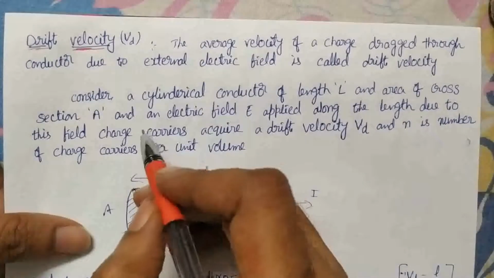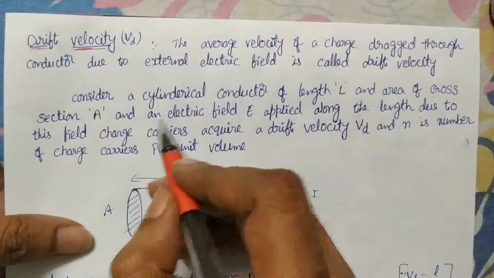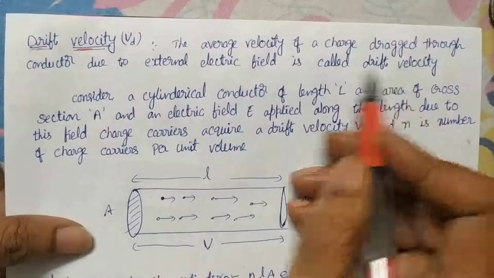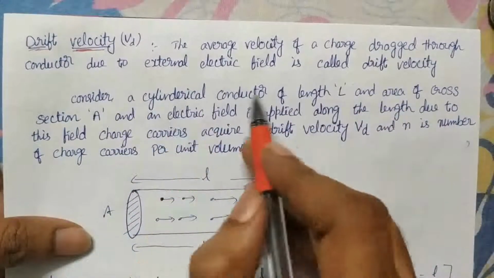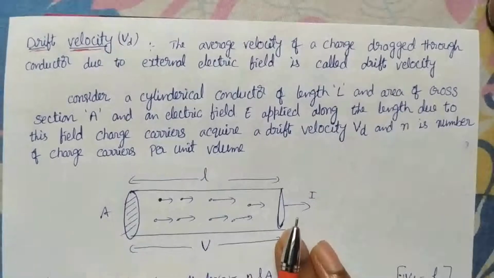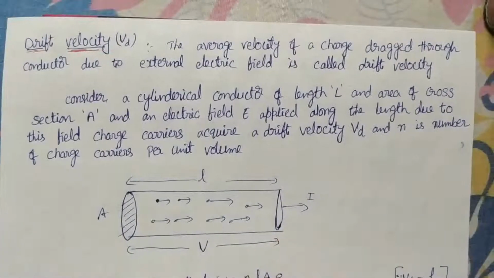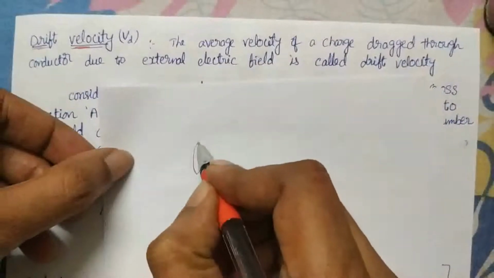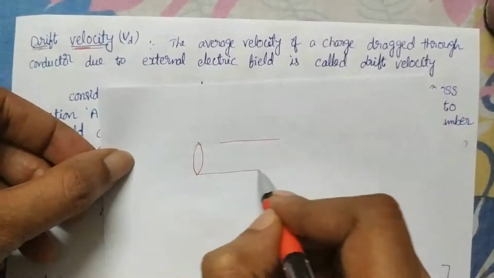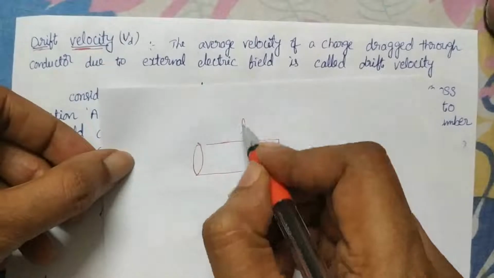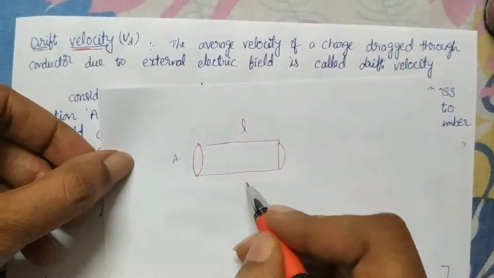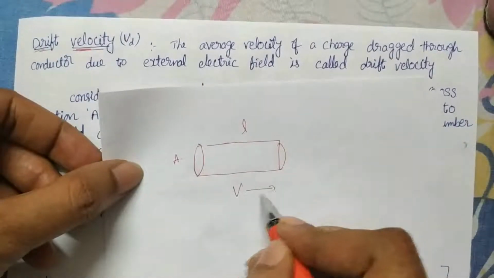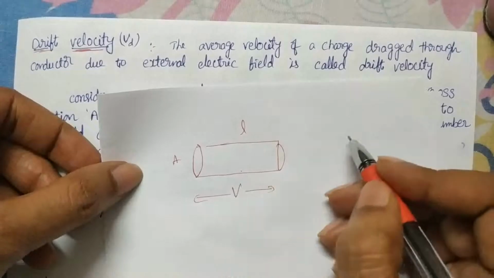Now we'll see about drift velocity. The average velocity of charges dragged through the conductor is what we call drift velocity. Suppose you take a conductor having certain length L and area of cross section A. They apply some potential across it. Due to the potential we get field intensity.